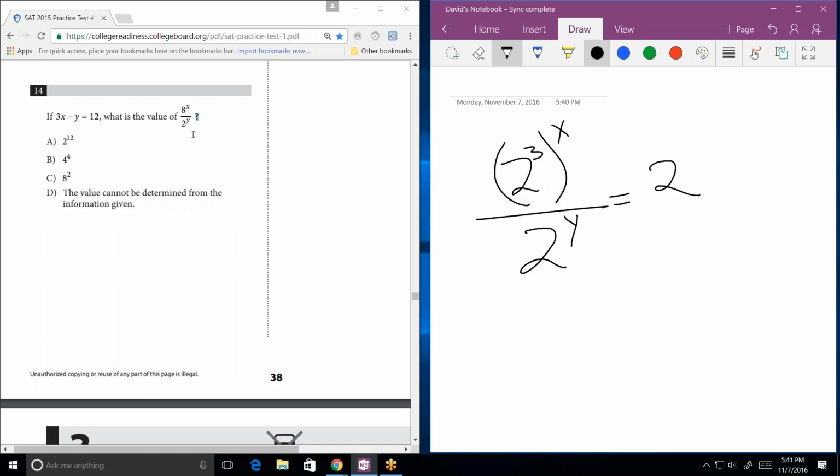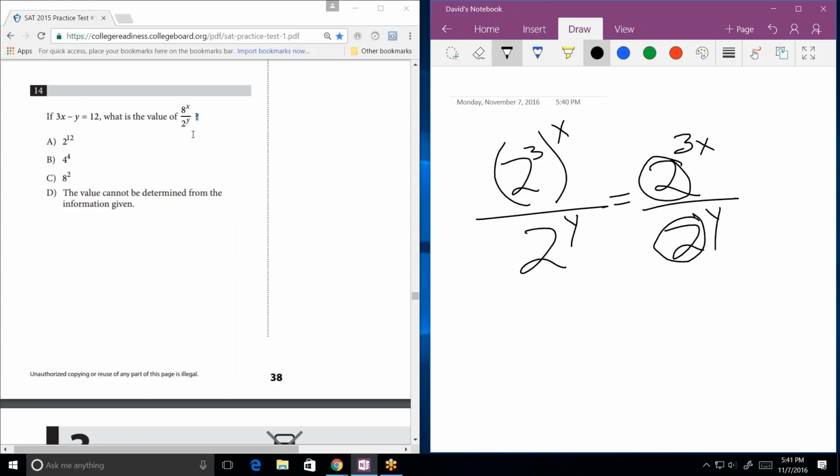2 cubed to the x power times. Simplify the numerator by multiple. What we have here is double exponentiation. So it's just 2 to the 3x over 2y, 2 to the y. Now we've got the same base.